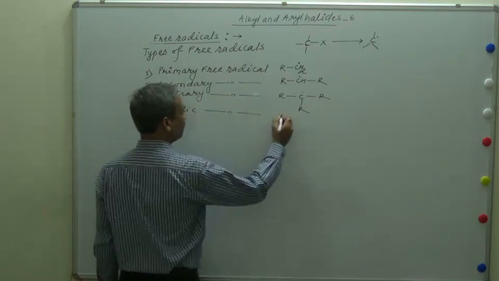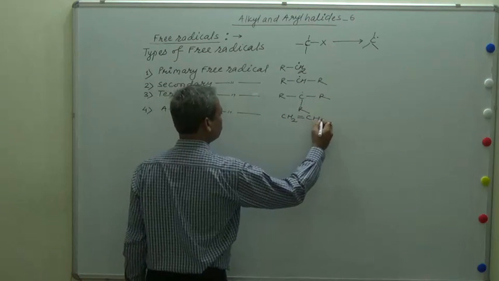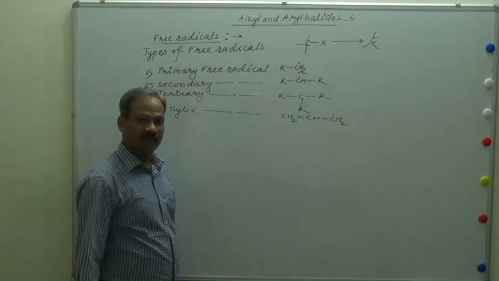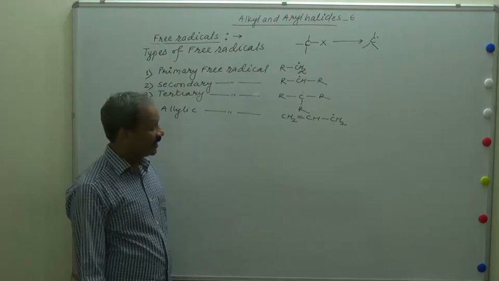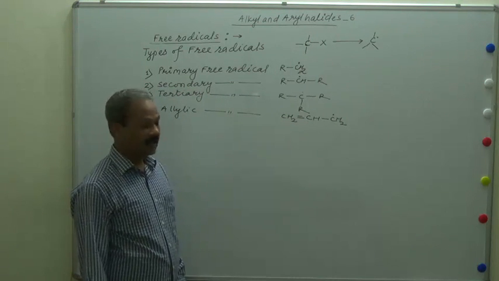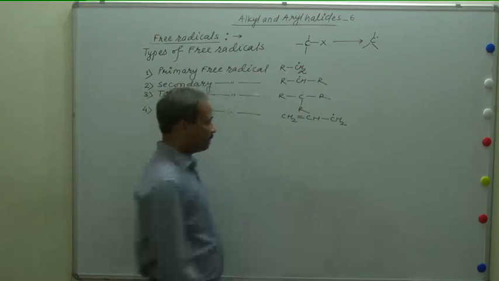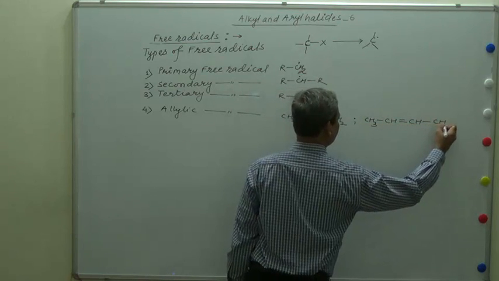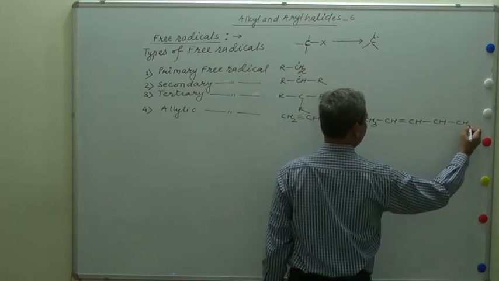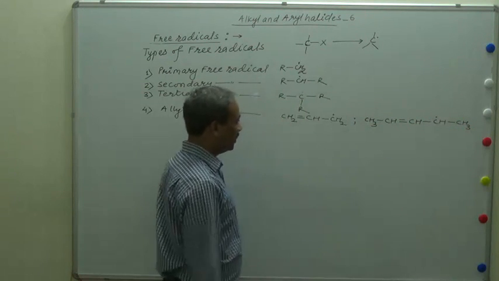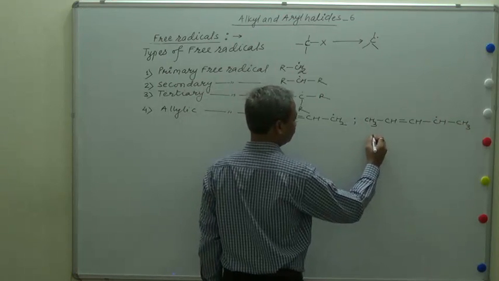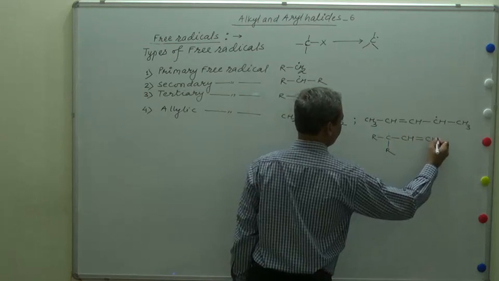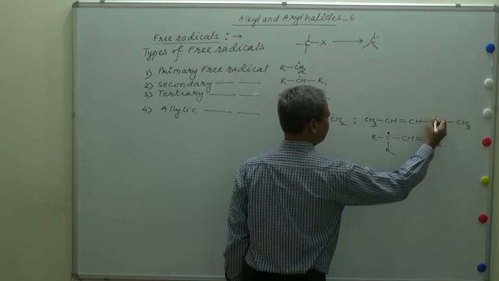It can be an allylic free radical. If the carbon that undergoes homolytic cleavage of one of its bonds is an allylic carbon, then the free radical formed will be an allylic free radical. Now, allylic free radicals are of various categories. This is also an allylic free radical. This is also an allylic free radical.